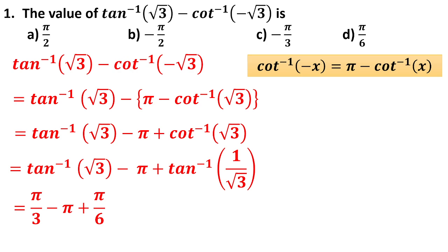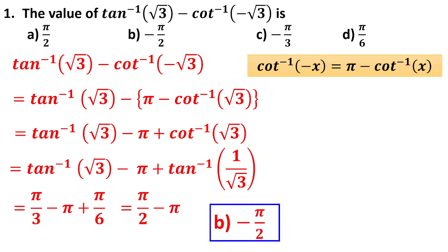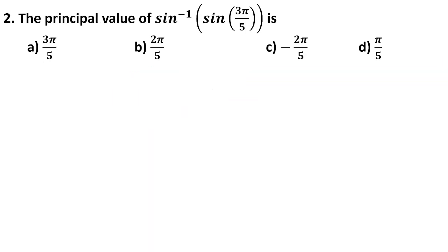is pi by 6. Suppose you are not very sure about that cot inverse root 3, convert it into tan inverse 1 by root 3 using the idea that cot inverse x is tan inverse of 1 by x. Now you can add them and the final answer is minus pi by 2. That is option B. Question number 2.